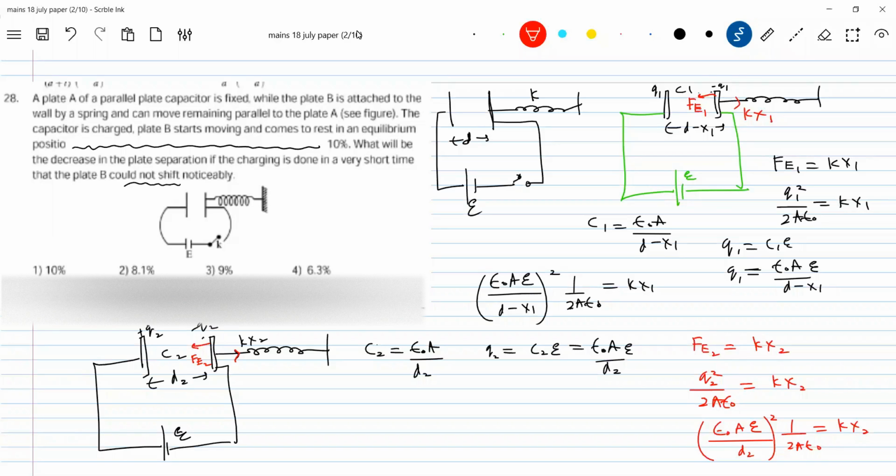Sir, the remaining sentence is: the separation between the plates decreases by 10%. To rest in an equilibrium position. Full stop. After that, the separation between the plates decreases by 10%. Between the plates, D decreases by 10%. Okay, no, I think I can.